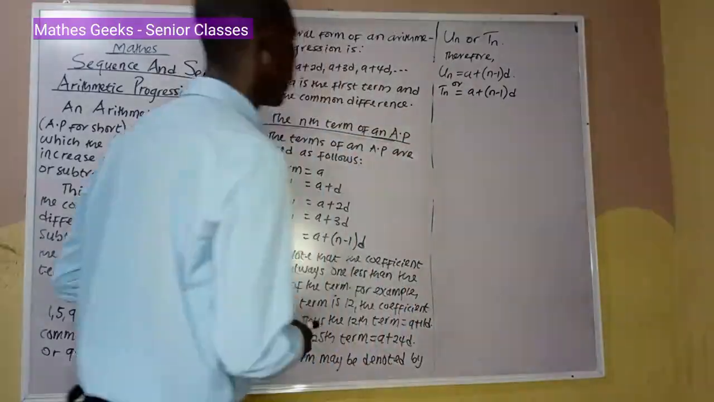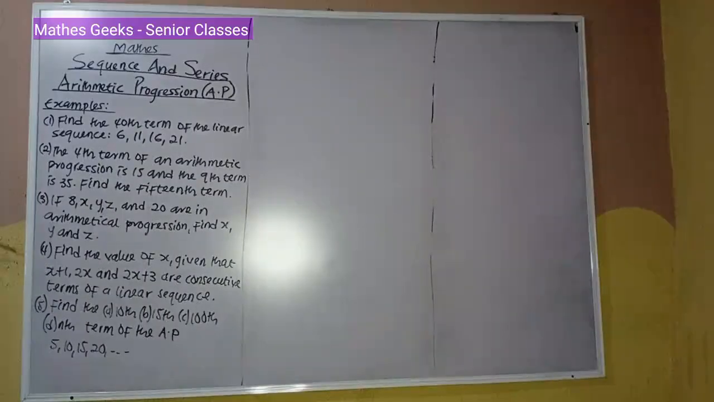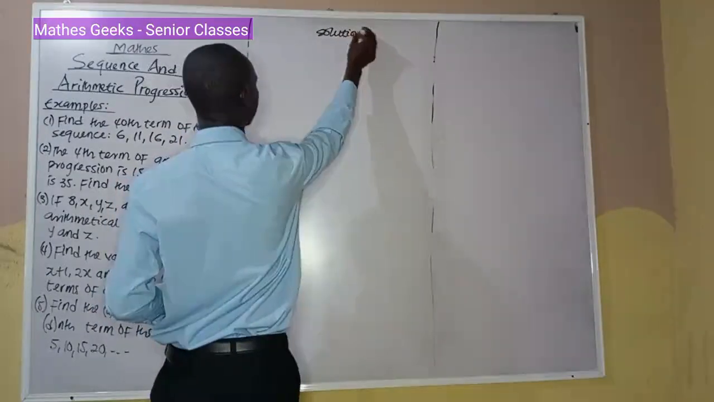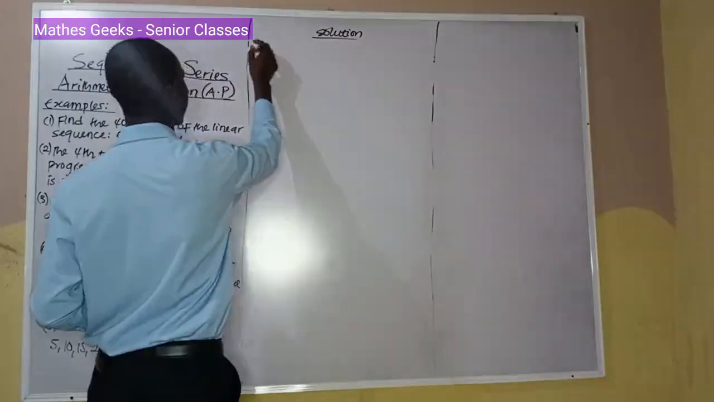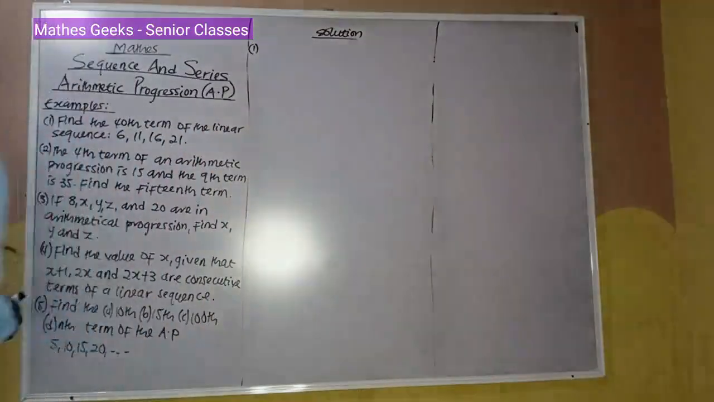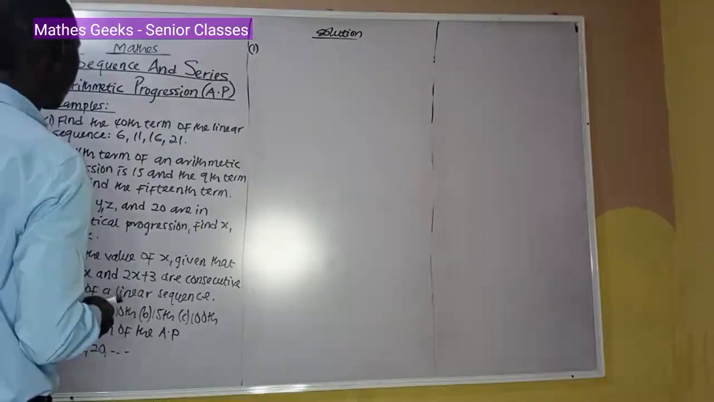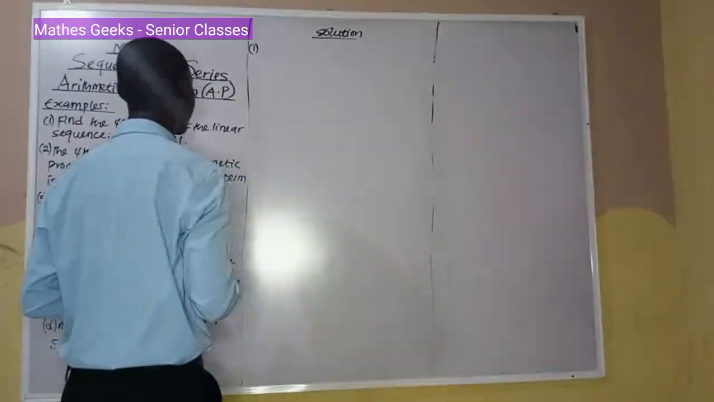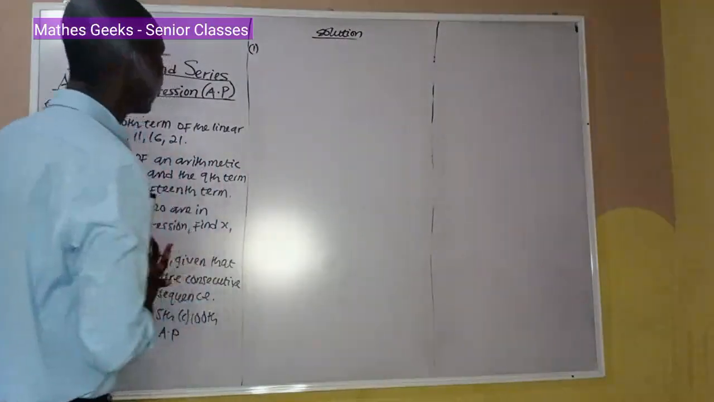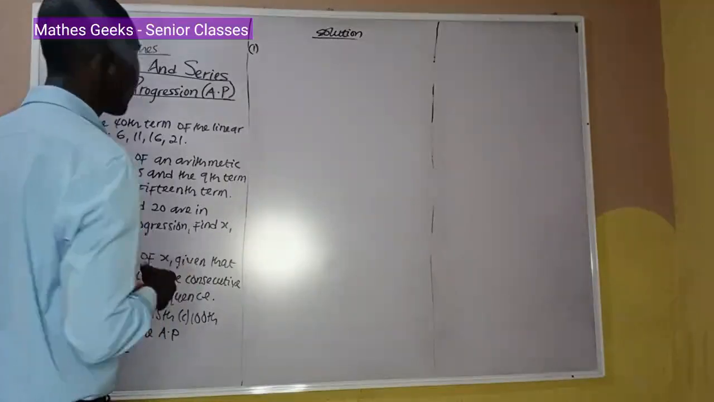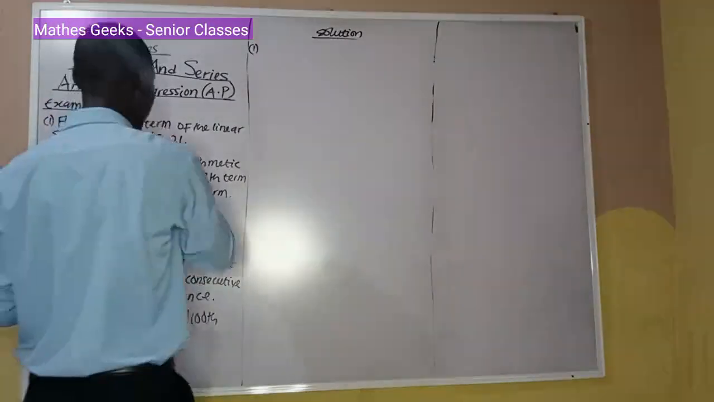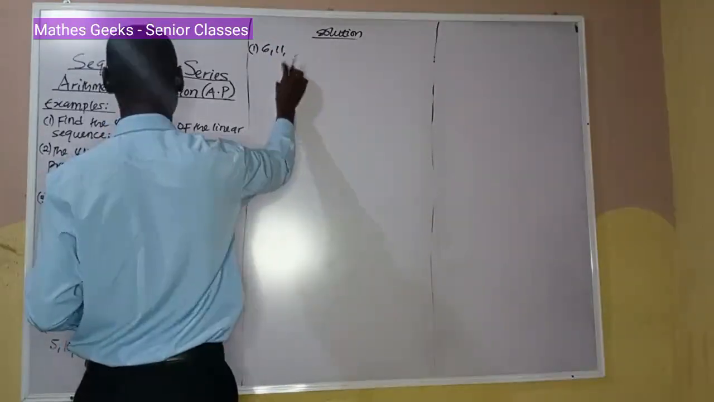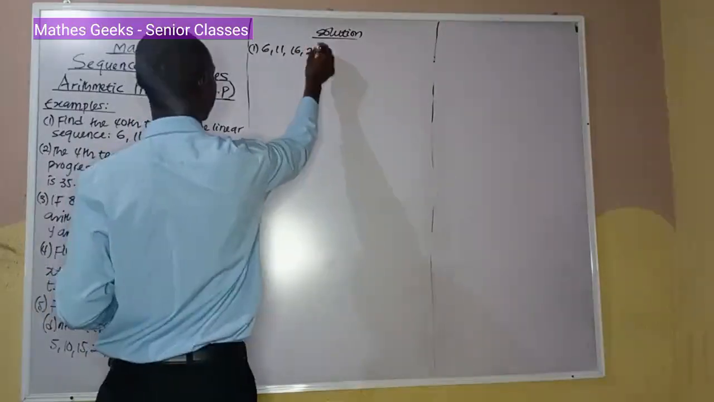So let's take examples. Number 1 says find the 40th term of the linear sequence 6, 11, 16, 21. So in any linear sequence, the first term and the common difference are important. So always get your first term and your common difference. So let's start. Let's write this sequence out: 6, 11, 16, 21.